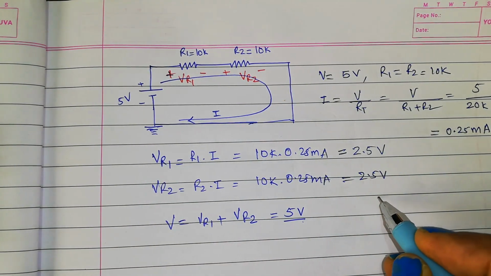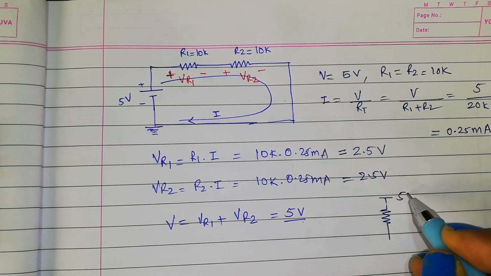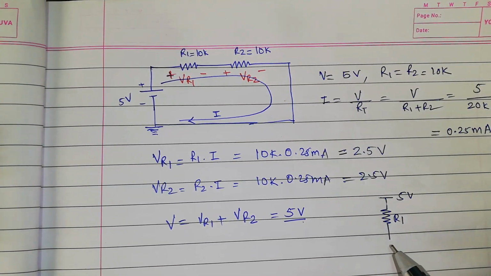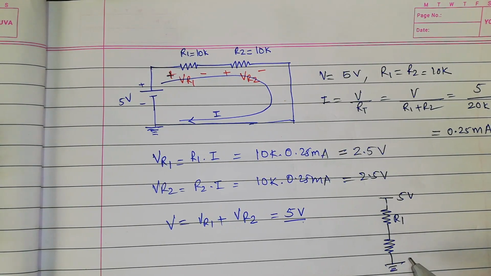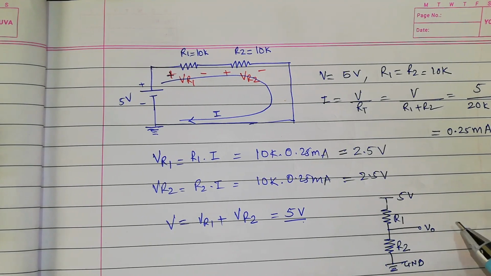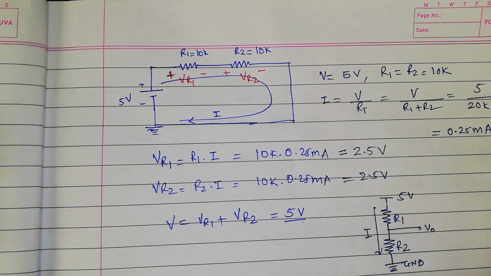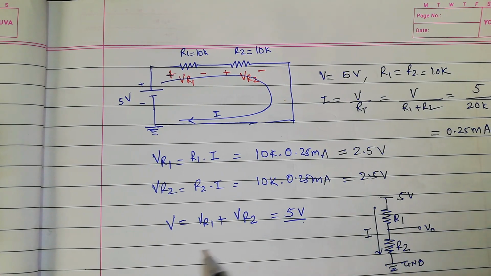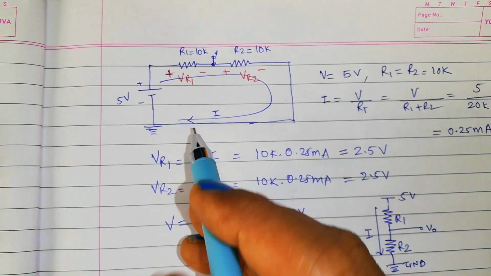So I can also draw this circuit in this fashion. I have 5 volt here, and there is a resistor R1 and then a resistor R2, and here you have a ground. In between I can take the output voltage. There is a current flowing through the resistor network, called I. The voltage that I will measure here is a voltage again.